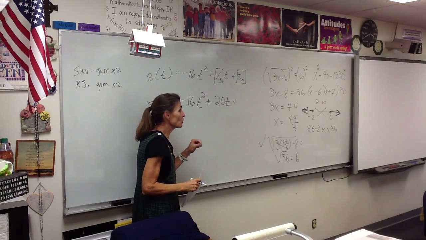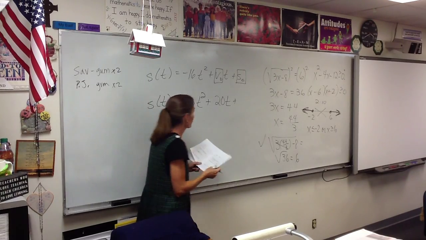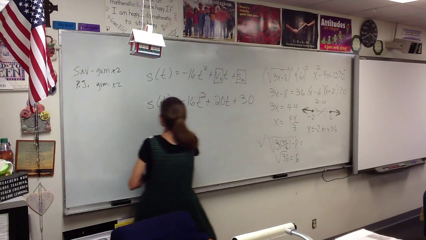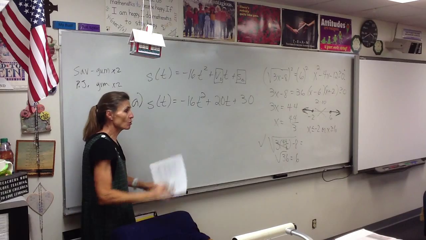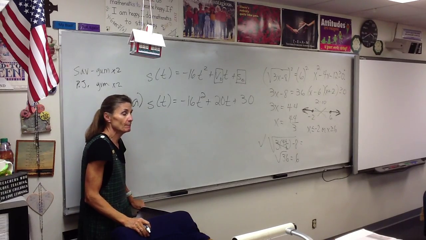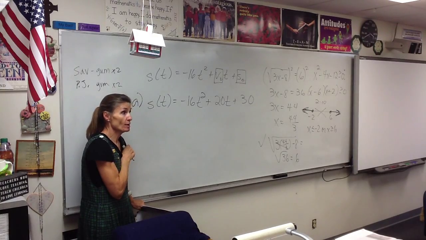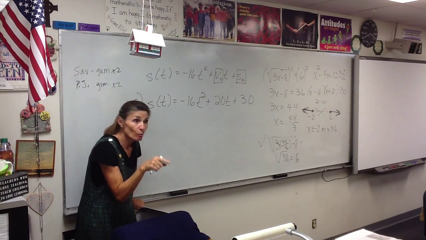What's the initial height? 30. This is question A. That's all you had to do. That's A. That's the equation for the problem. That's it. Now you're going to use that equation to do the rest of the problem.